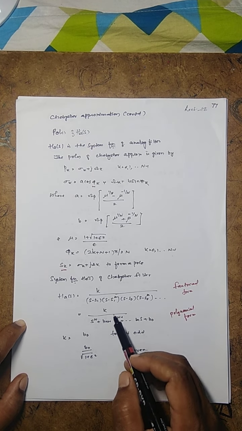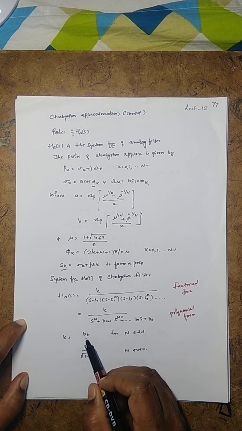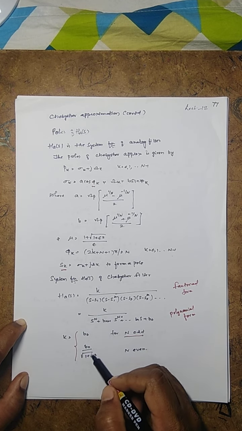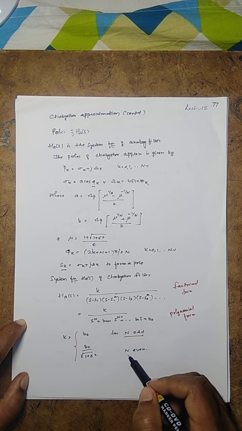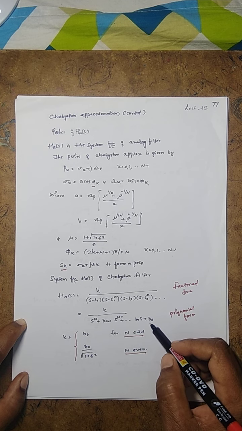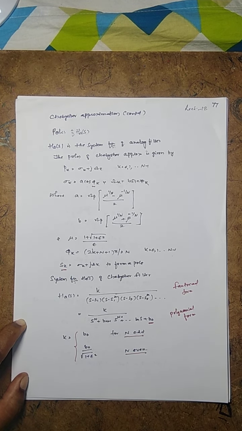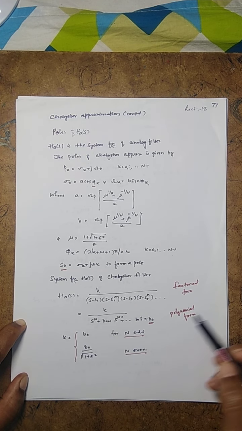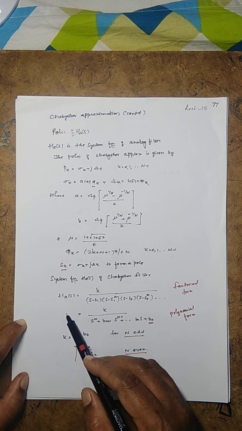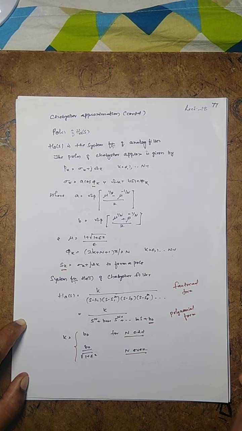In this case, the k value is given by b naught for n odd, and its value is b naught divided by root of 1 plus epsilon square when n is even. What is the b naught? B naught is the last term, a constant term you are going to get from the polynomial form. So definitely you have to write the final expression for the Chebyshev filter system function in this form, so that you will come to know the b naught value.